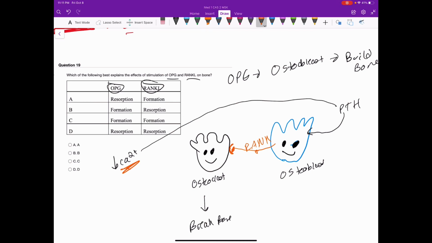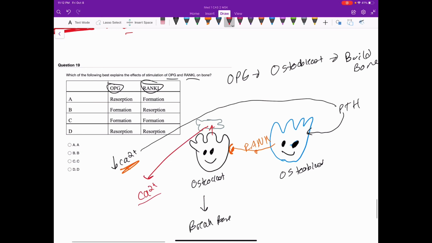Okay, so the osteoclast is like, all right, fine. If you want me to do all the work, like always, I'll do all the work. So he comes, and what does he do? He gets a bone. He starts eating away at the bone. So he breaks down the bone. When he breaks down the bone, calcium is released. Okay, so if calcium is released, you have a resorption of calcium where? Into the bloodstream. Okay, so you know it's got to be resorption from RANKL.